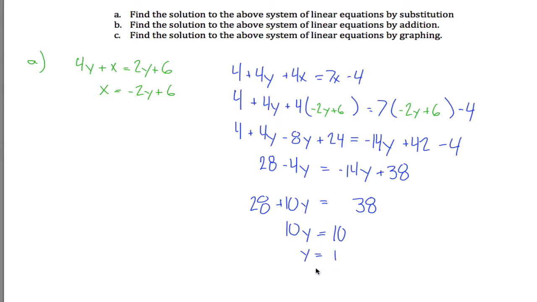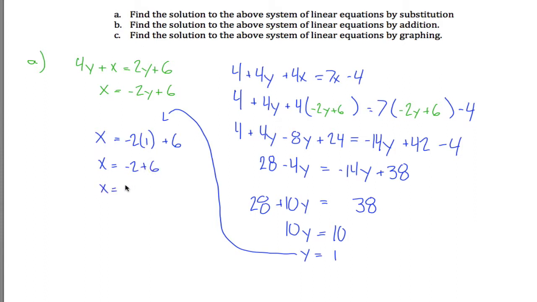Now that I know y equals 1, I can come back up here and say, well, x equals negative 2y plus 6. So therefore, maybe I'll draw some arrows to show what I'm doing here. Since x equals negative 2y plus 6, and I know that y is equal to 1, I can say x equals negative 2 times 1 plus 6. In other words, x equals negative 2 plus 6, or x equals 4. So what I get for my solution is that x is 4 and y is 1.